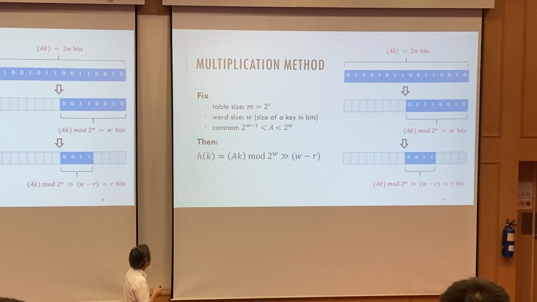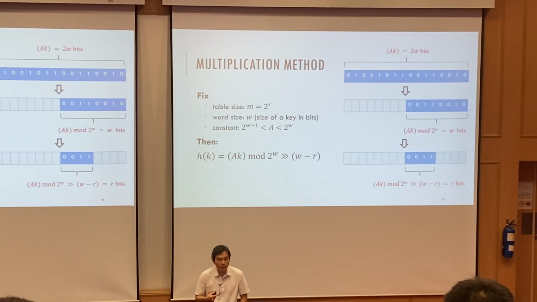You multiply a and k together, and then you modulus by 2 to the power w, and then you do a shift. The reason why you do a shift is because you only want r bits at the end. Remember, your table size is 2 to the power of r, so you want r bits at the end of it.